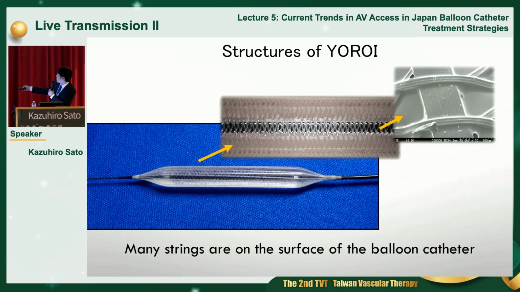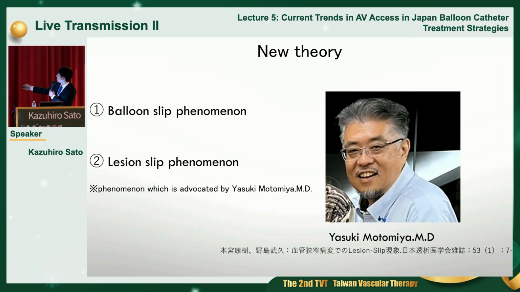The structure of Yoroi is very specific. Many strings are on the surface of the balloon catheter, like this. The theory, I think you all know the balloon slip phenomenon, but this region slip phenomenon is a new word. And Dr. Yasuki Motomiya found this new phenomenon.